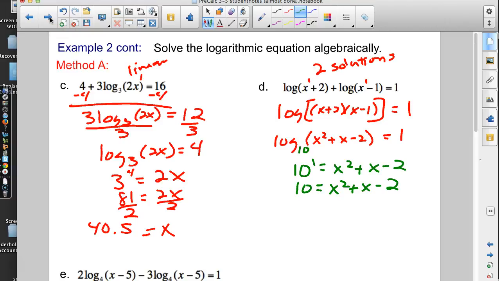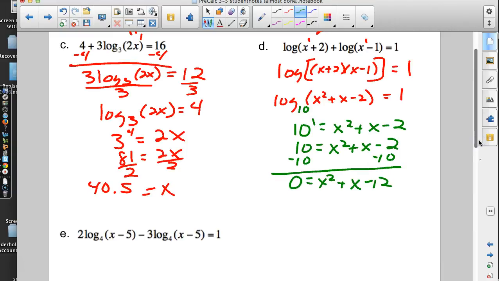No wonder. Easiest way to solve quadratics is to factor them. And is this factorable? Let's see. We subtract 10 on both sides. Factorable. What are the factors? So our 2 solutions are negative 4 and 3. But wait a minute, this is logarithms.